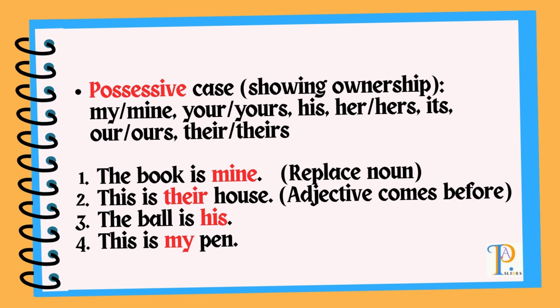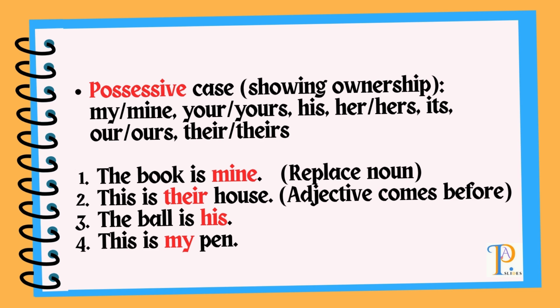Sentence number one says, the book is mine. In the first sentence, mine is replacing a noun that's supposed to be there, but it is showing that something belongs to a person. The second one says, this is their house. That pronoun there is standing as an adjective in the sentence because it comes before the noun in the sentence.